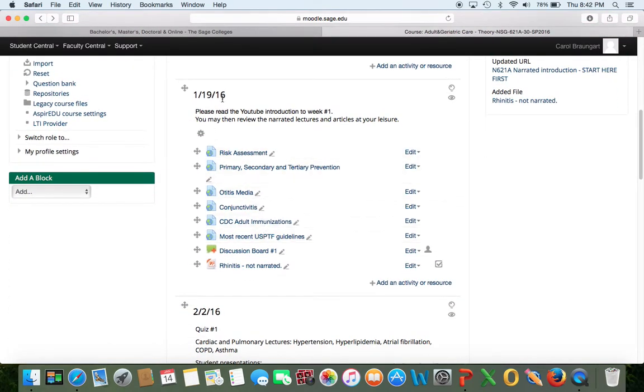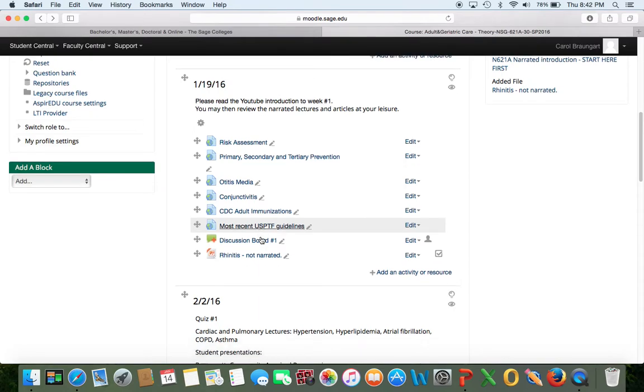As far as the January 19th section here, I'm going to put this down so it's sequential, but there are going to be both articles for you to read and narrated PowerPoints. Because the files are so big, they have to go through YouTube, but you are able to view them. I will also upload the PowerPoint lectures themselves in case you want to print out the slides so that you've got them.